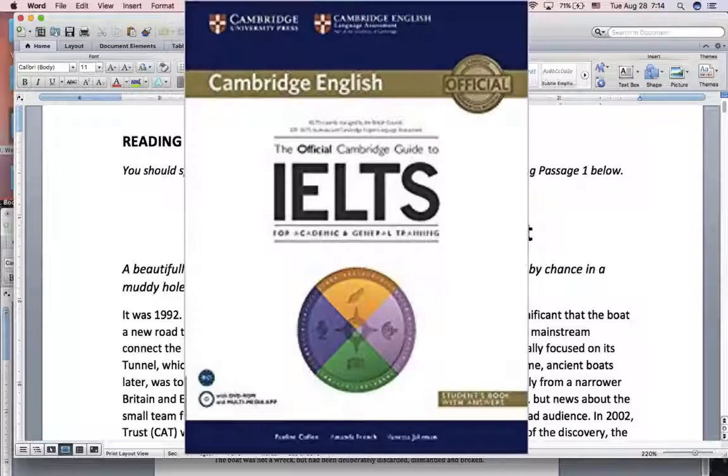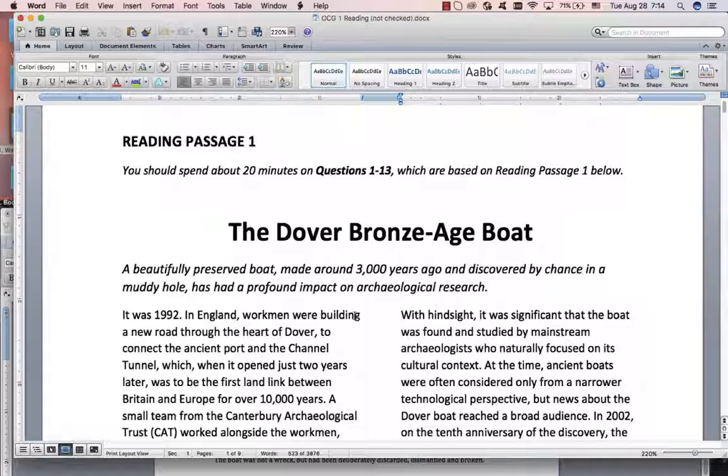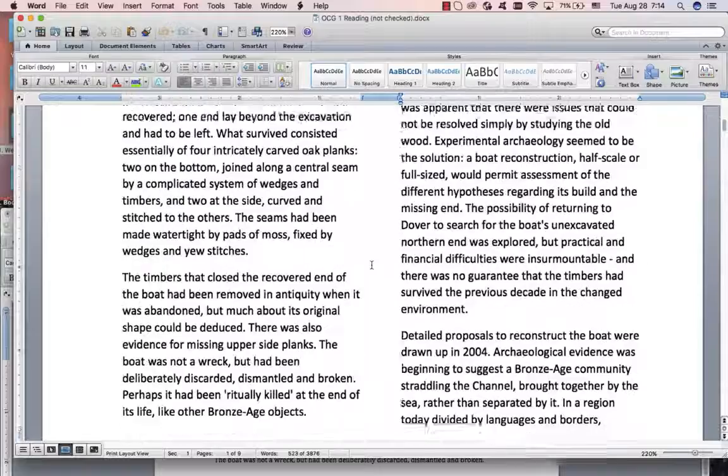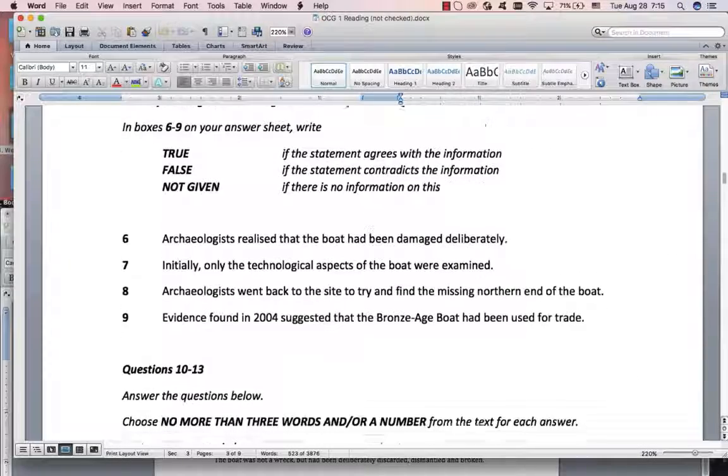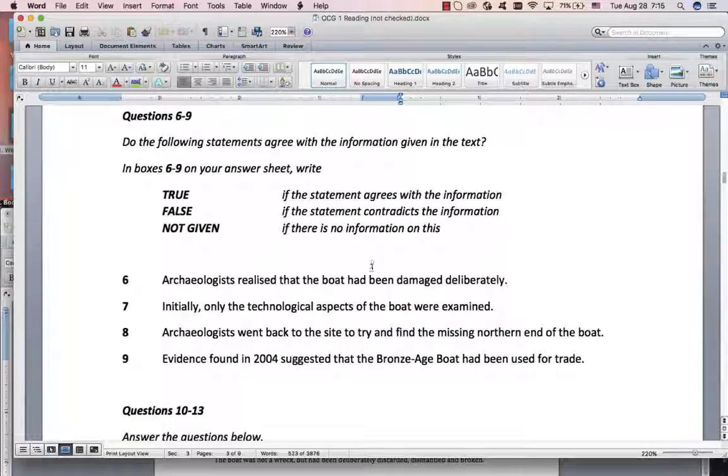Okay, I'm going to use this book to take some examples. It's the official guide from Cambridge, and we'll look at reading passage 1, the first test. It's called the Dover Bronze Age boat. Don't worry about that. I just want to look at the true, false, not given that they give. Let's look at them. Archaeologists realized that the boat had been damaged deliberately.